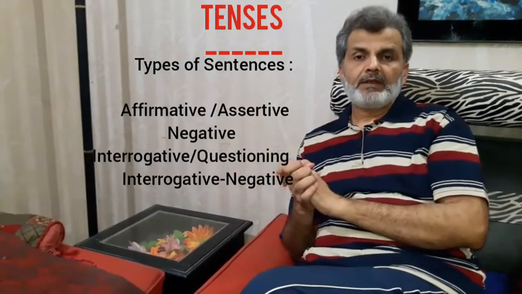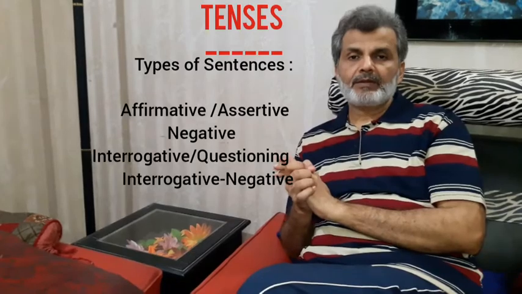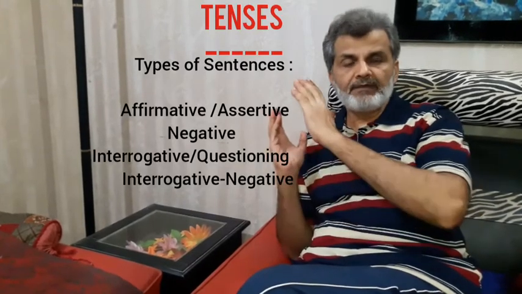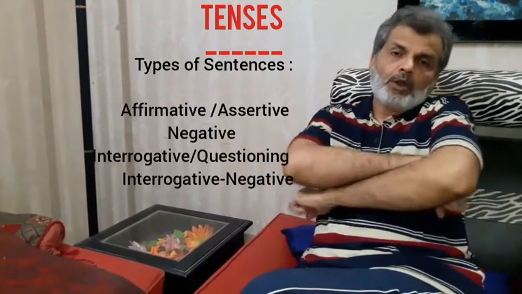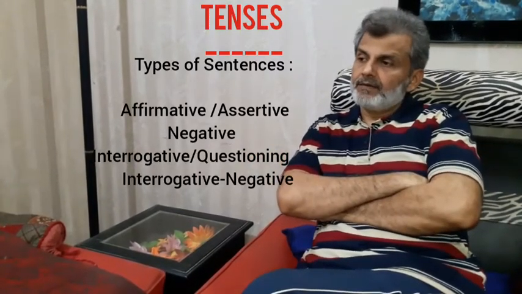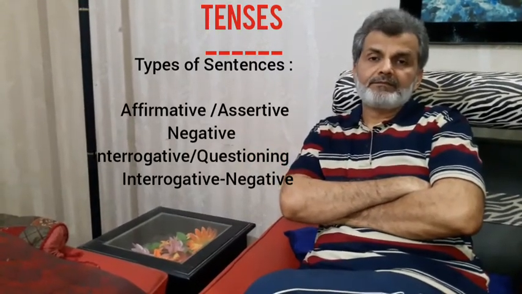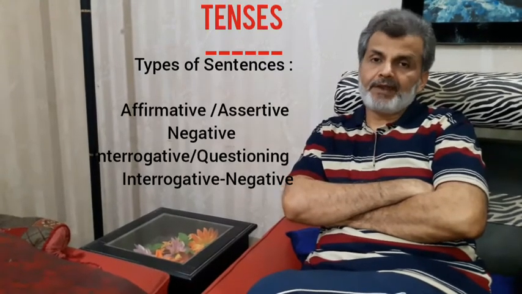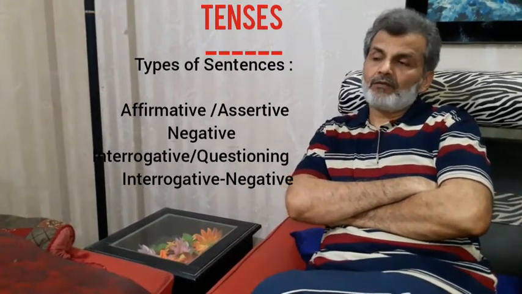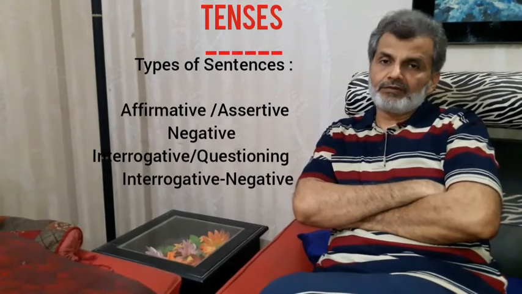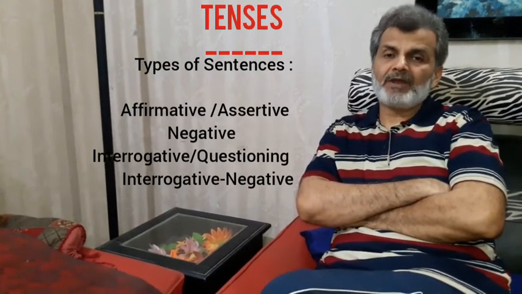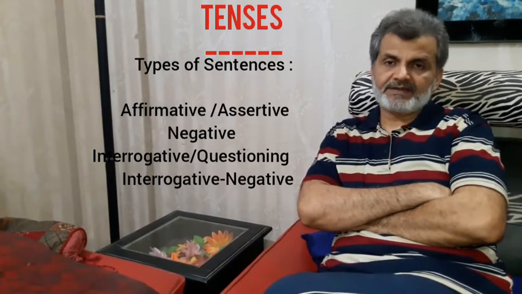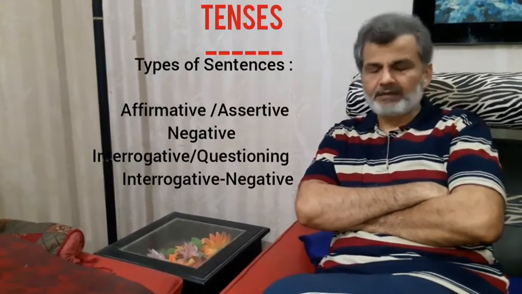In the same way, with past we use did as an auxiliary verb. Did is the second form of do. It is used in negative or interrogative sentences only. In affirmative or assertive sentences we don't use a helping verb, in both present and past indefinite. We use it in negative and interrogative.